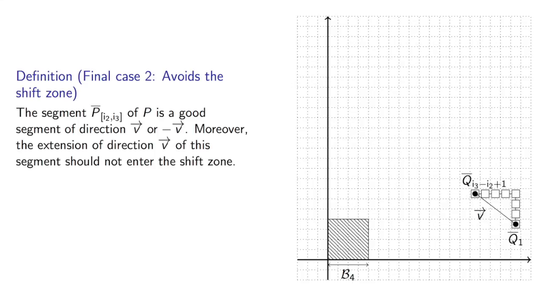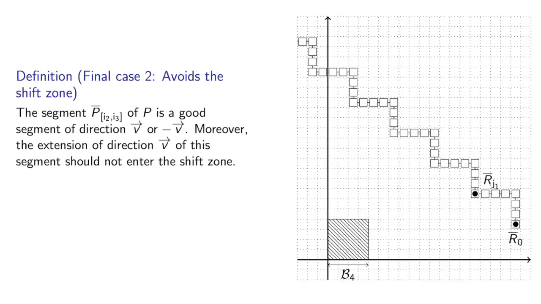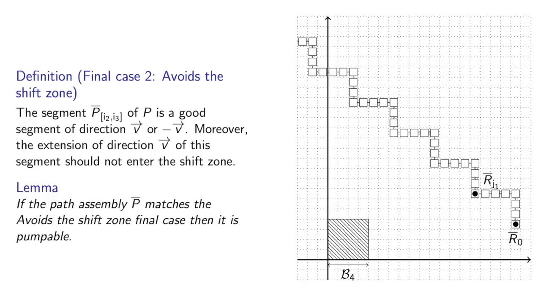Thus we start by switching the direction of P and we obtain a path assembly Q of direction V. Now we extend Q in the direction V. Since by hypothesis this segment is good, then we obtain an infinite path assembly R. The index J1 is chosen such that the segment of R from 0 to J1 is the path assembly Q. Now we suppose that this infinite path assembly does not intersect with the shift zone. If these conditions are met, then we say that the path assembly P matches the avoids the shift zone final case.